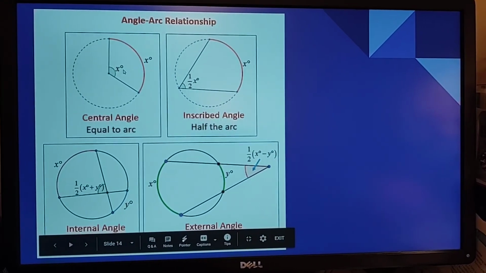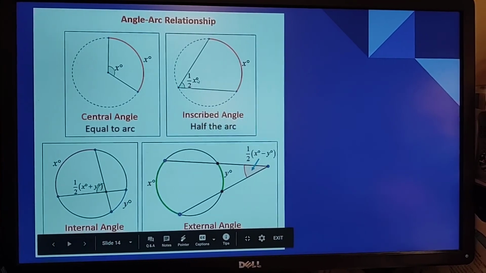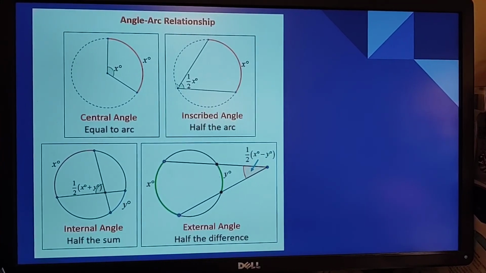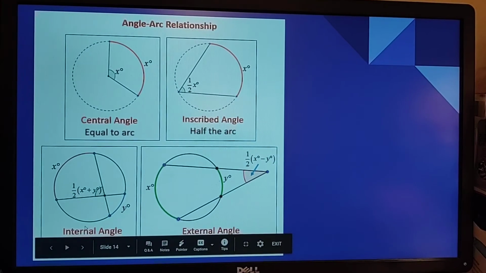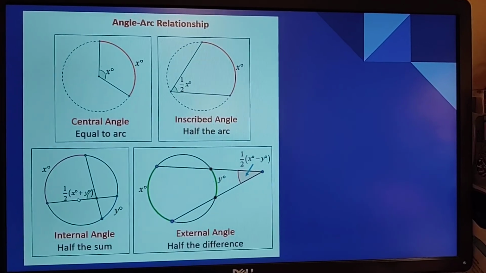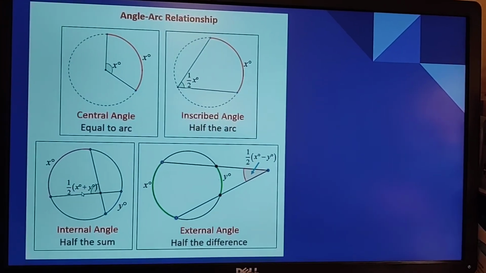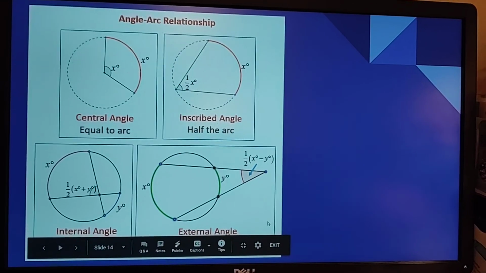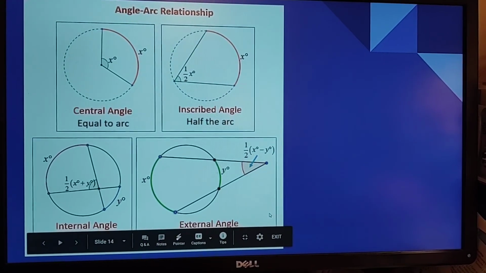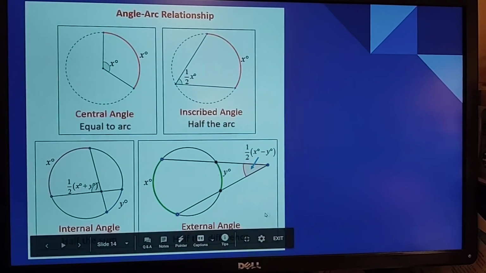The central angle, again, just equals the arc. The inscribed angle equals half the arc. The X rule, where you add the 2 arcs and divide by 2. And the ice cream rule, where you subtract the 2 arcs and divide by 2. To kind of do a nice little summary there.